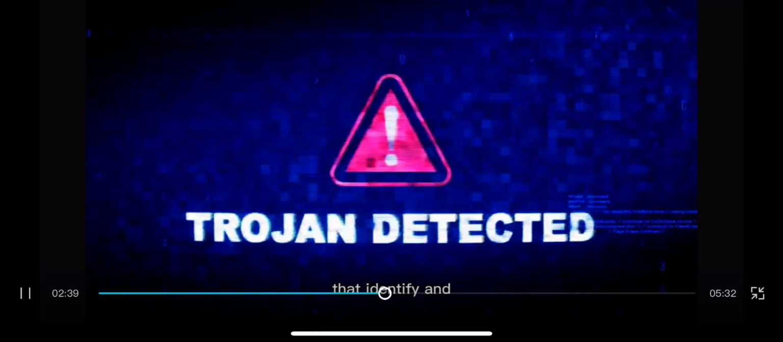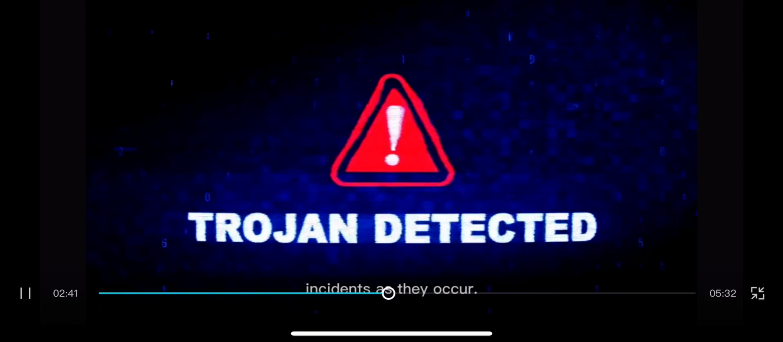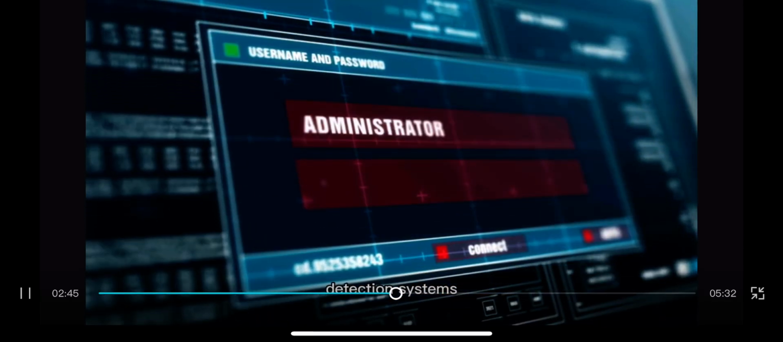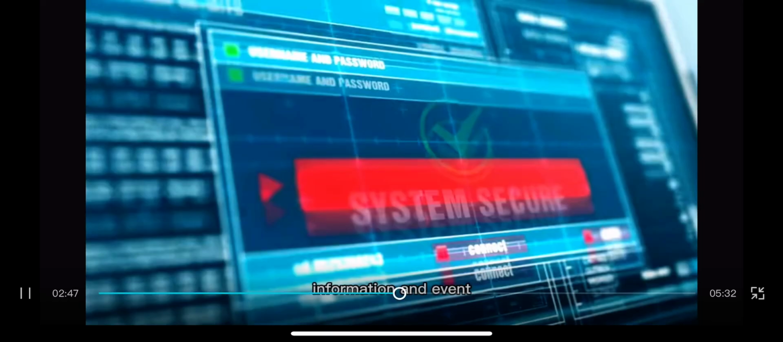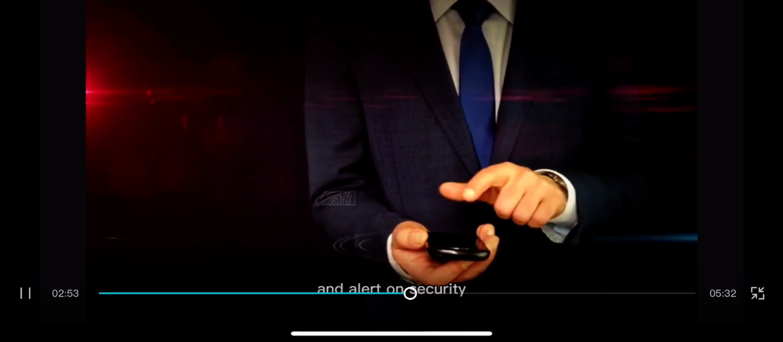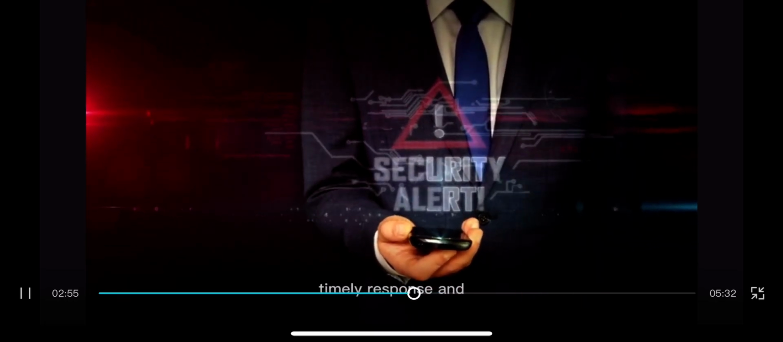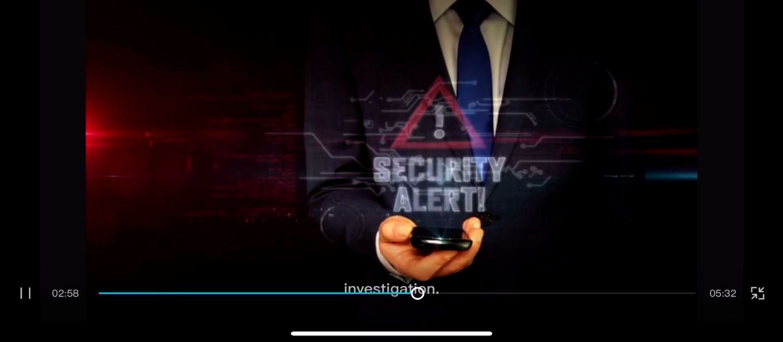Detective controls. Definition: controls that identify and detect security incidents as they occur. Examples: intrusion detection systems (IDS), security information and event management (SIEM) systems, log monitoring. Purpose: to recognize and alert on security incidents, allowing for timely response and investigation.